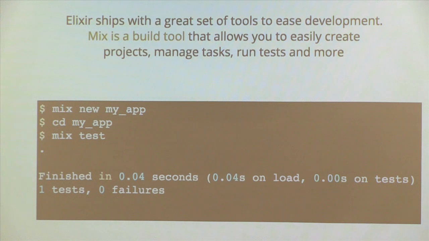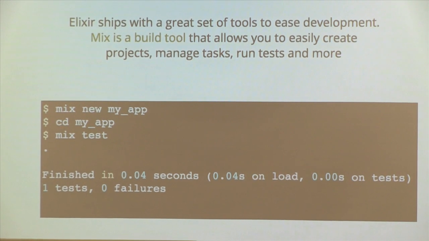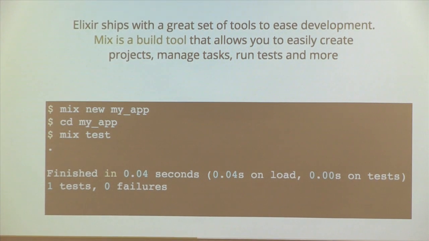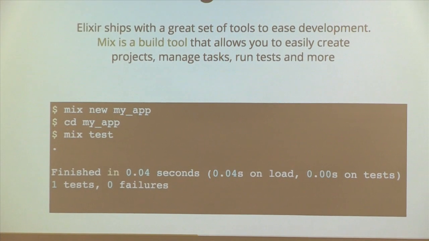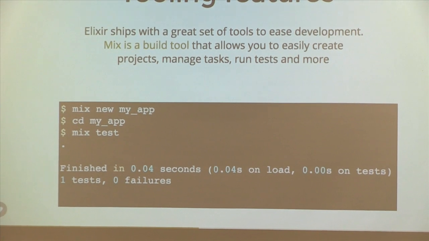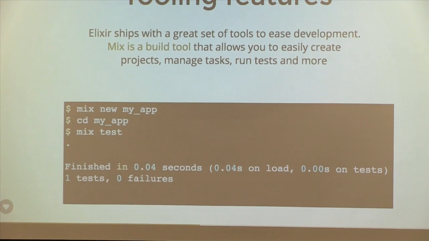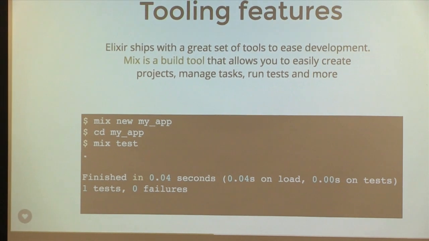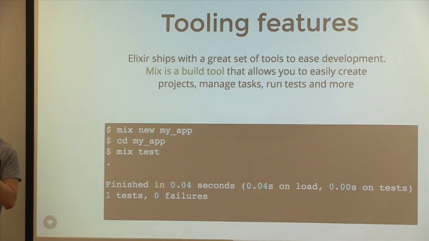So tooling, that's one of the best things Elixir brings to the Erlang platform. Like I said earlier, Erlang didn't have a really good story about tooling. So when Elixir came out, the first thing they built is called Mix. Mix is a build tool, and you can build different things or run different command line tasks.